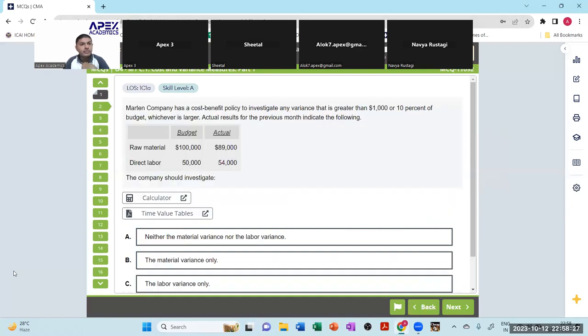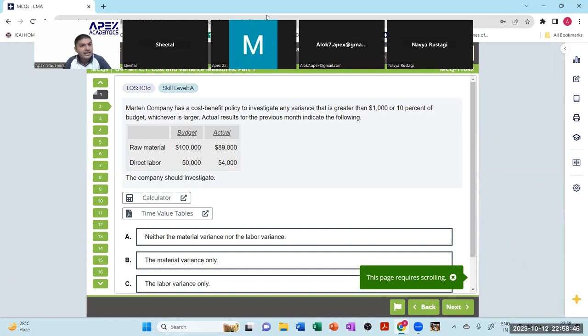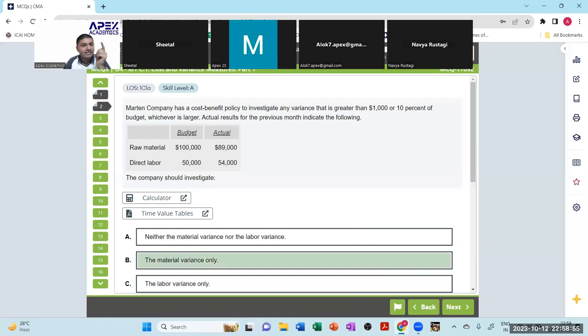Question number 2. Martin Company has a cost benefit policy to investigate any variances that is greater than $1,000 or 10% of the budget, whichever is larger. Actual results for the previous month indicate the following. Don't you remember that this was there in your exam support package? Yes or no? Please tell me that. This was in your exam support package and they have taken same to same question and put it in your Becker. So you remember that the answer for this was the material variance only. This question was done for you.